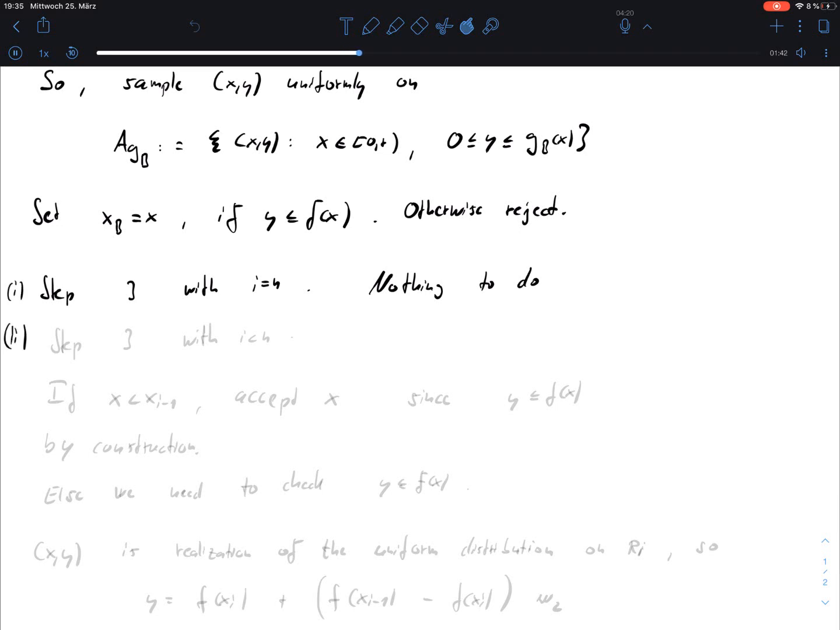So now the bit more interesting case. Step three with I less than m. If x is less than x_{i-1}, well, there is nothing to do. We can just accept x since y is less than f of x by construction.